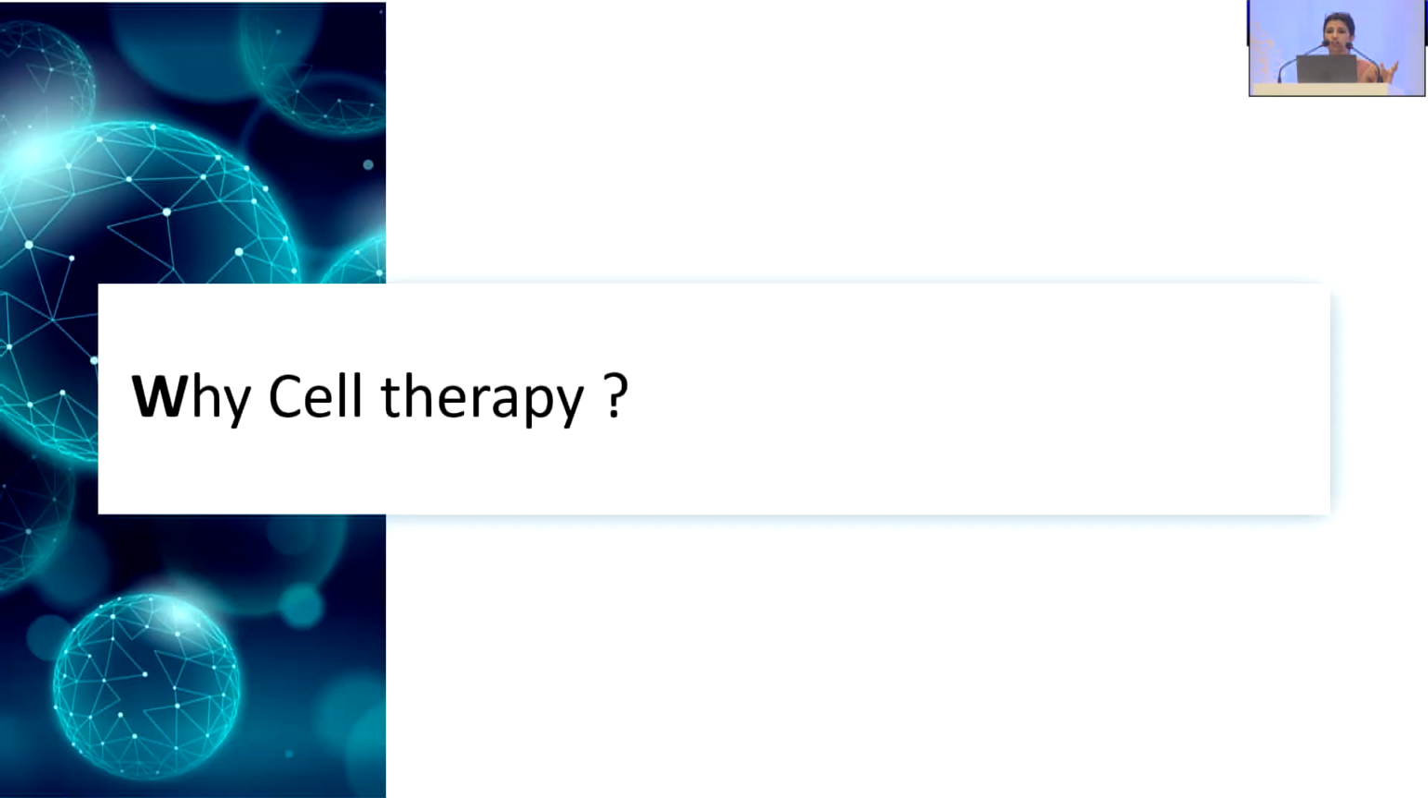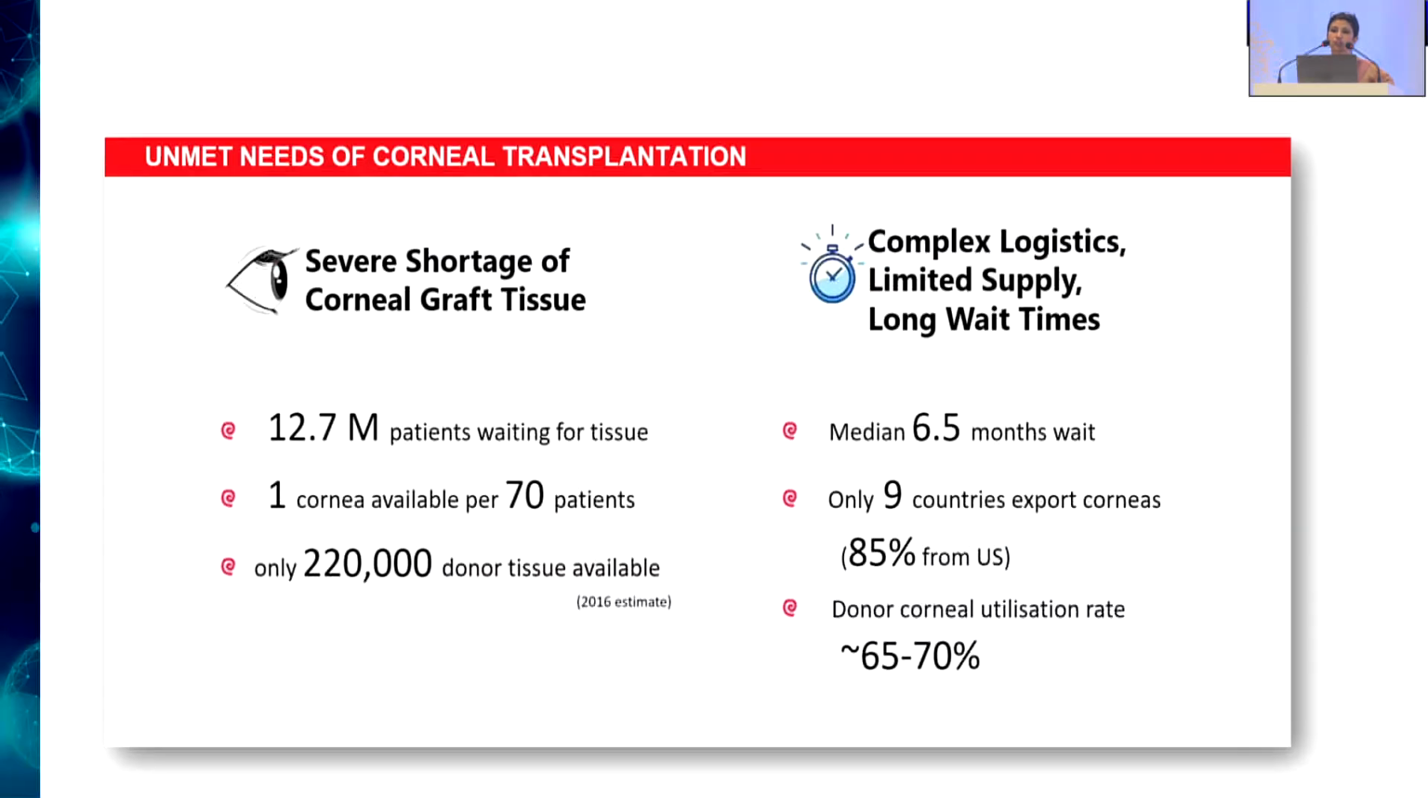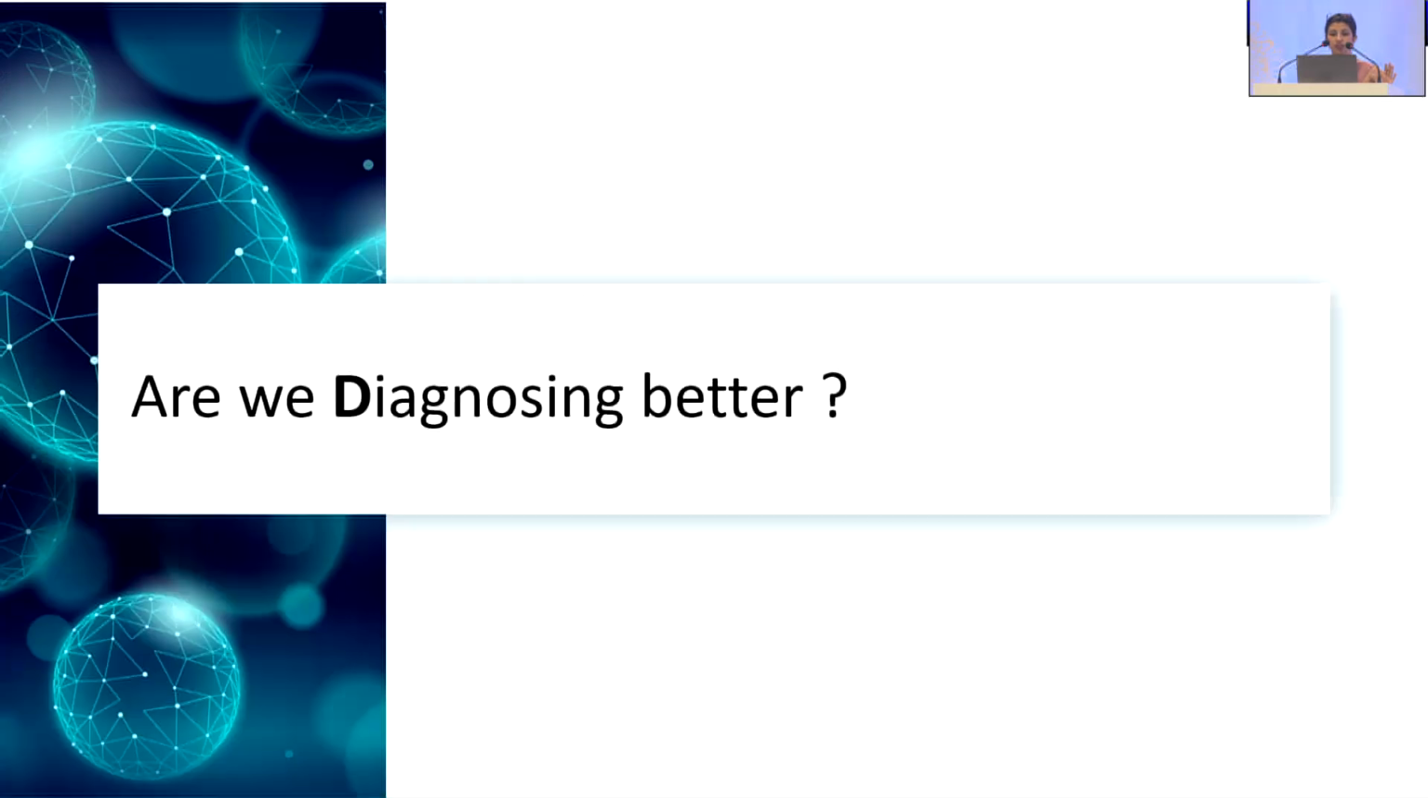So why are we talking about cell therapy? It is because, as cornea surgeons, we know the tissue which is available is far less. You have only one tissue available for 70 patients. So even if you equip all of us with the kind of transplants, make us better surgeons, we can only go so far, beyond a point we cannot reach in treating these patients. So we do need to develop ways in which we can circumvent this issue, we can take up this challenge.